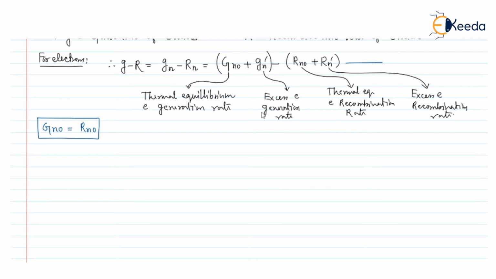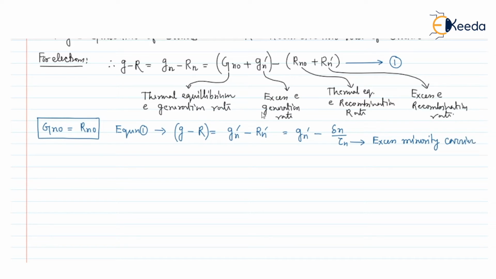So if we denote this equation as 1, then from equation 1 we can say that small g minus capital R will be equal to Gn dash minus Rn dash, because Gn0 and Rn0 will cancel, since Gn0 is equal to Rn0, and this Rn dash is further written as del n by tau n, where del n is the excess carrier concentration and tau n is the excess minority carrier lifetime.